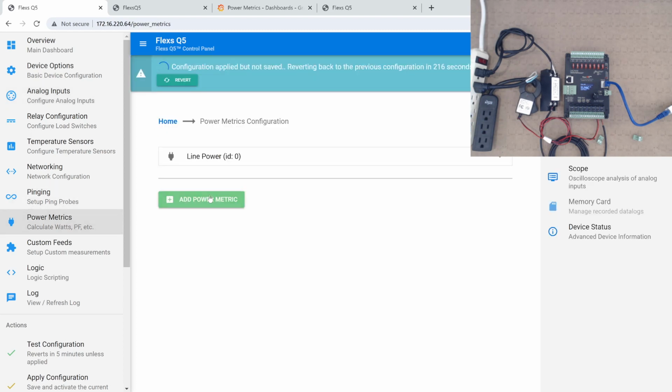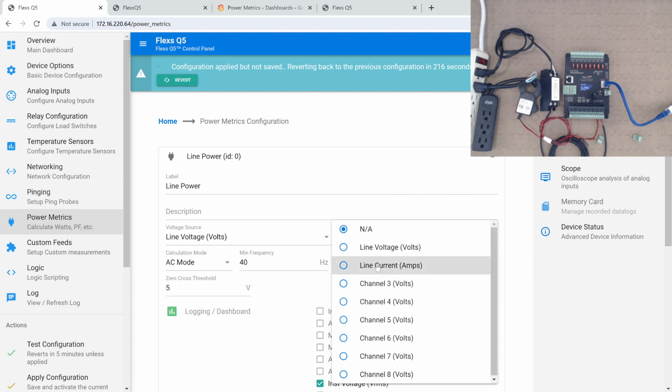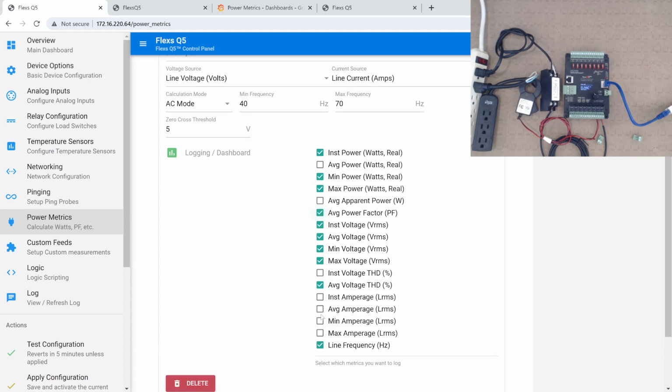Now if we go back to our parametric, we already have our line voltage source. Let's just add our line current. You notice all of these then were enabled. So we can select instantaneous power, min max, and let's also do our power factor, and maybe our instantaneous amperage, and probably our min max amperage.